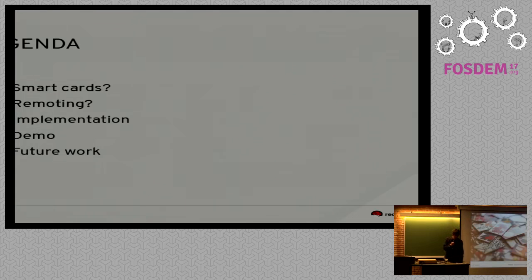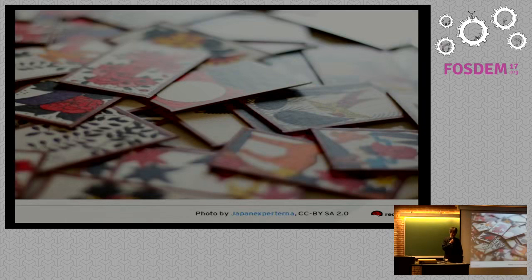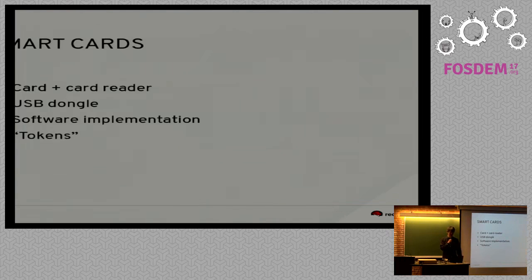So, smart cards. Maybe everyone knows what a smart card is, but they can come in different form factors, such as usual banking cards or national ID cards, or something like a USB dongle, like USB sticks, and there are even software-only implementations, such as software HSM. So in our terminology, they are often called tokens instead of smart cards.